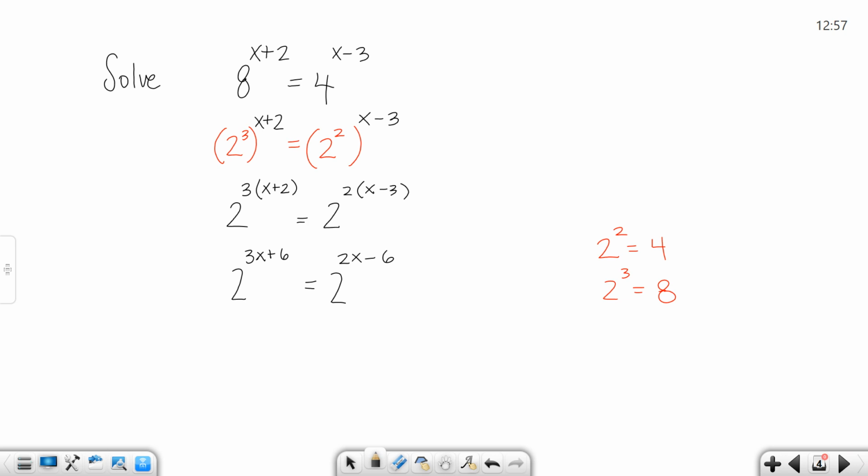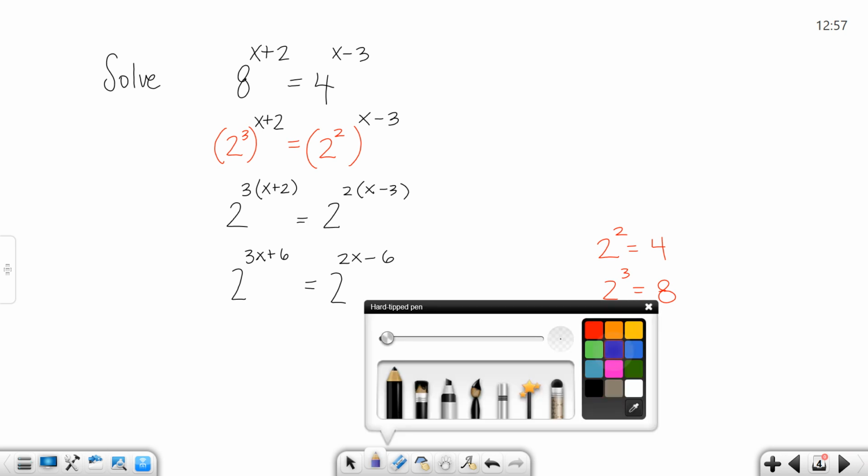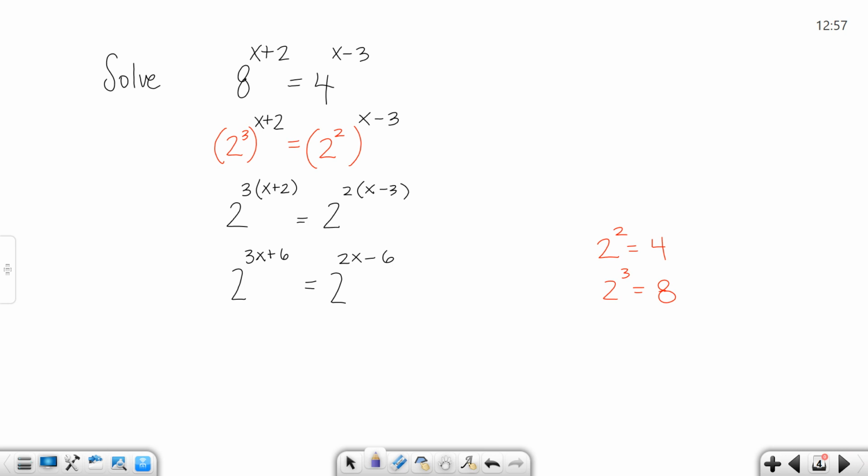Again, when you go back to this red step, the way that I went from the second line to the third, when you raise a power to a power, you multiply. So I'm multiplying 3 times the expression x plus 2, and on this other side I multiply the exponent 2 times the expression x minus 3. Now once you get here, remember all you have to do is set the exponents equal. So my students always ask me, you can just drop the 2's? Yes, you can. Here's why.